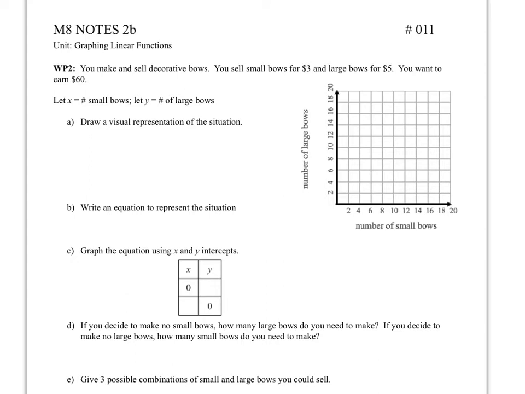So the first thing I want you to try to do is to draw a visual representation of the situation. So remember, before we were drawing small tables showing 4 people at each table and large tables showing 6 people at each table. Here you should be drawing some type of small bows and large bows. So pause the video to draw your picture, press play when you're ready to check your answer.